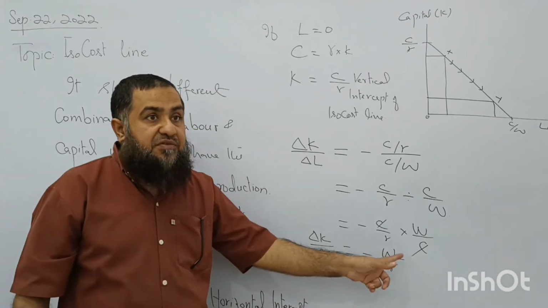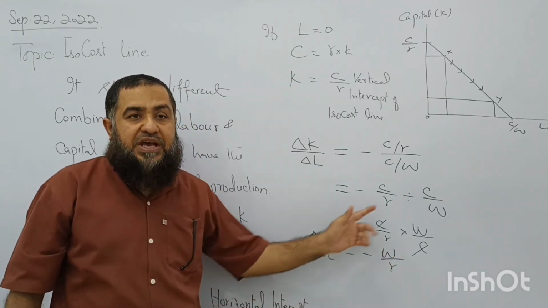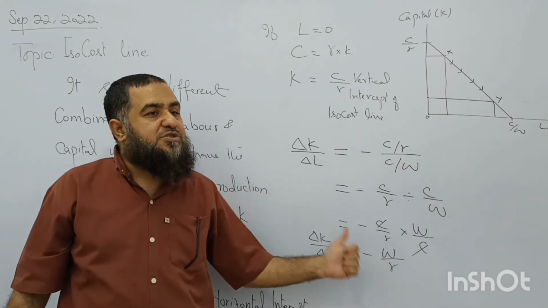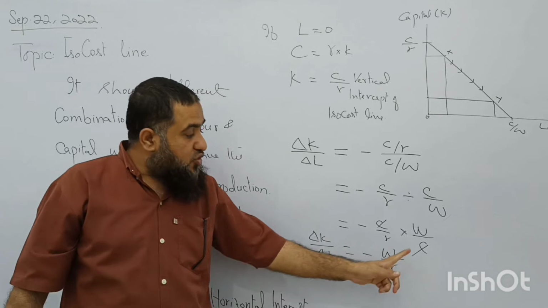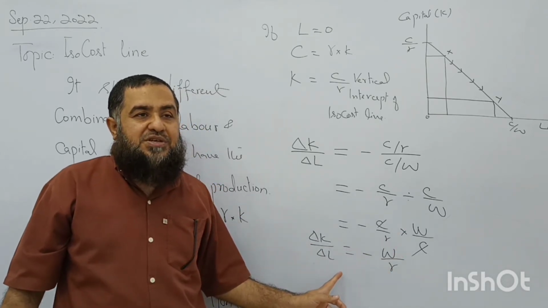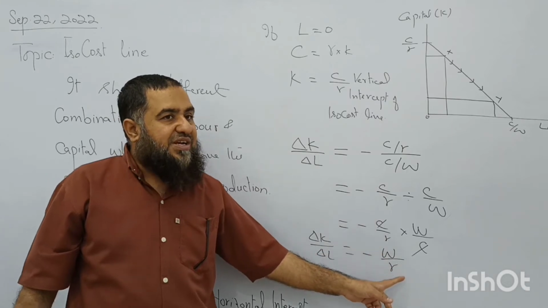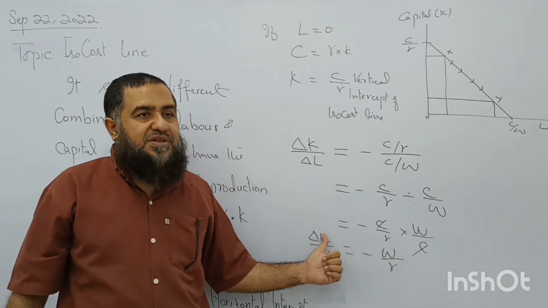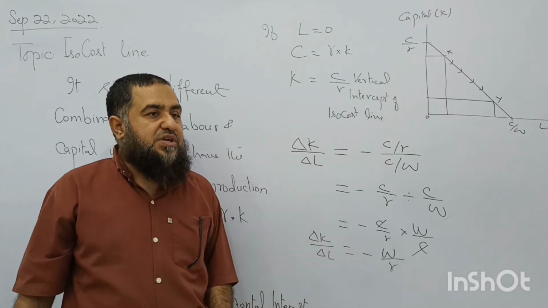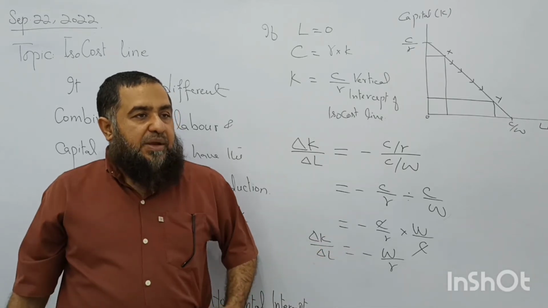Wages and labor are inversely related. Wage is the price of labor. R is the rate of interest, which is price of capital. So if wages will increase, there will be less number of workers employed by the producer, and if rate of interest increases, less capital will be there. Sir, if wage increases, why will there be less labor? It becomes expensive, he will move towards capital.